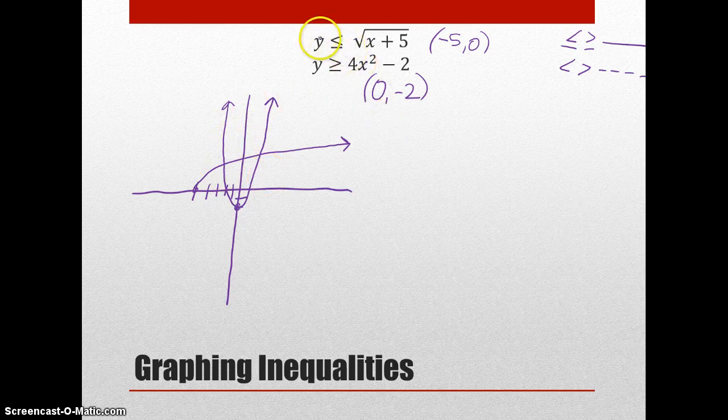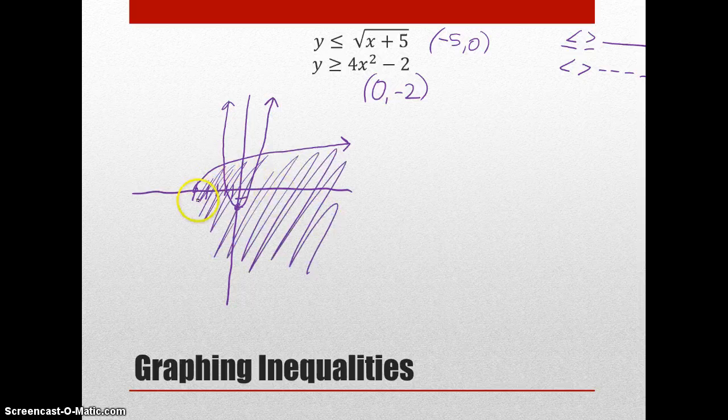We got to think about where we're going to shade. Okay, so when in doubt, you can just plug in a point. The easiest point to plug in is 0, 0. So if we plug in 0, 0 to y is less than or equal to the square root of x plus 5, we end up with 0 is less than or equal to the square root of 5, which is in fact true. Okay, so because 0, 0 is true for that first one, we're going to shade on the side that has 0, 0. So we're going to shade down here.